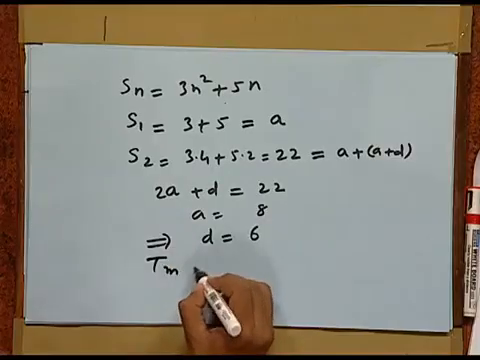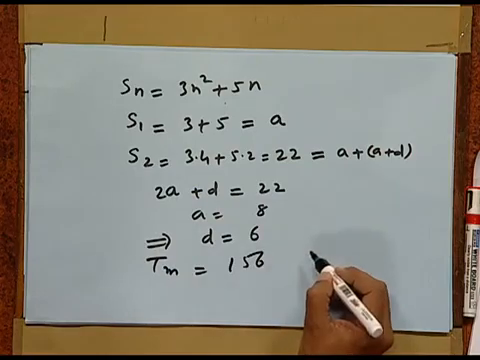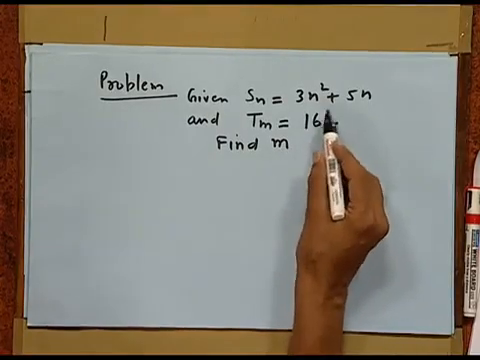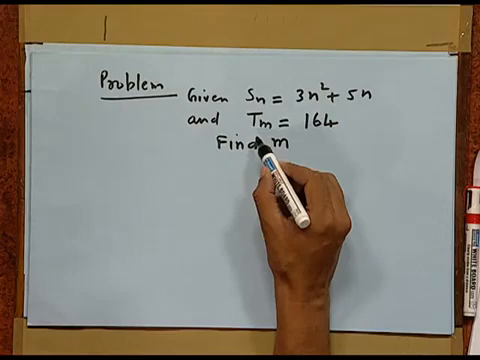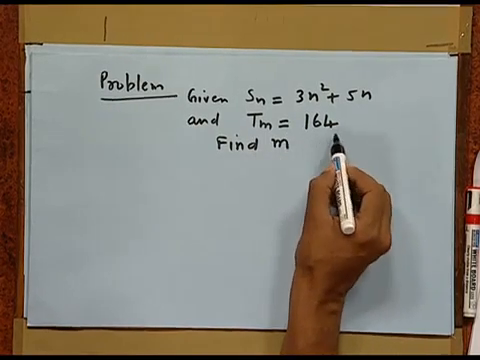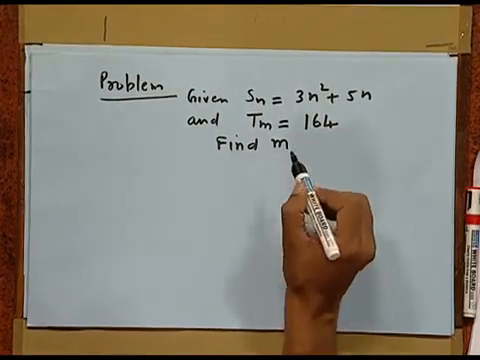Now suppose in this series we have to find the term which gives 156. I mean that term number which makes 156. That is, we are given that Tm is 156 and we have to find m. Let us take a problem. Here Sn is given to be 3n squared plus 5n and the mth term is given to be 164. We have to find m.